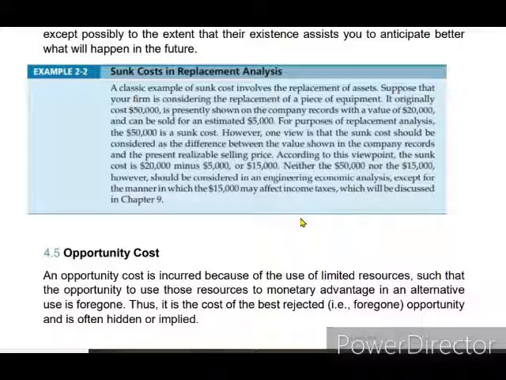So it is included in the income taxes because when a company pays its taxes, all the assets will be evaluated, which will be discussed in the following chapter, chapter 9.